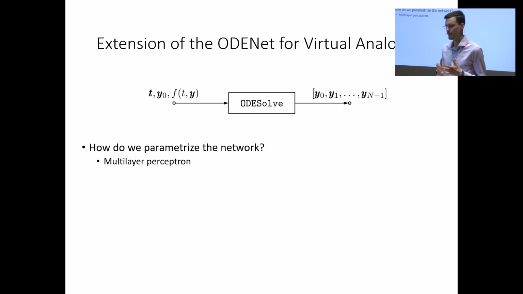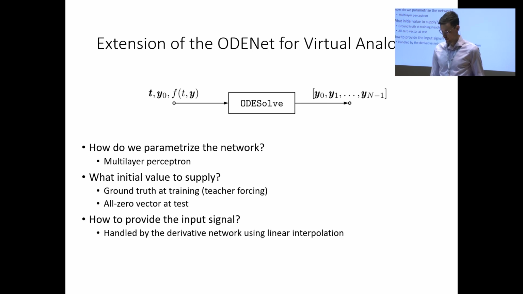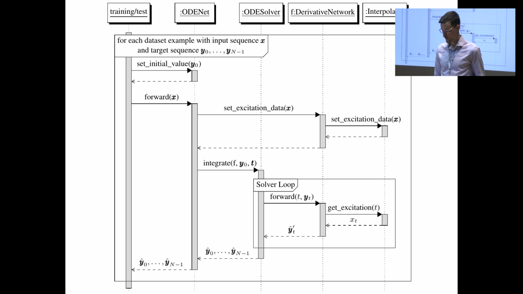To make it memoryless, we decided to use a multi-layer perceptron. For the initial value, we decided to supply the ground truth at training time, which is called teacher forcing in the deep learning literature. But at test time, we cannot use ground truth, so we used an all-zero vector. Then, to access the input signal at every possible point in time, we use linear interpolation. So that's how our architecture works.